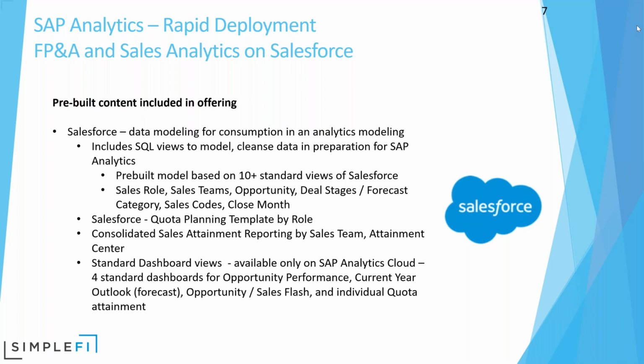It includes an example planning template for rapid deployment with quota planning that you can use and also tie back to your financial planning AOP process. It includes example consolidated sales attainment reporting by sales team attainment center. These are templates and reports that you can use out of the box with very minimal configuration from our perspective. Obviously you can tweak them and make them exactly what you want, but they come as a starting point for you to use on day one as soon as we have that model stood up for you.